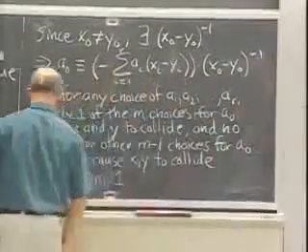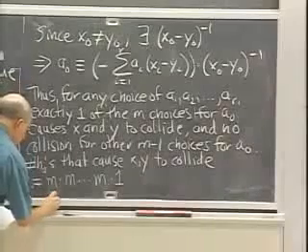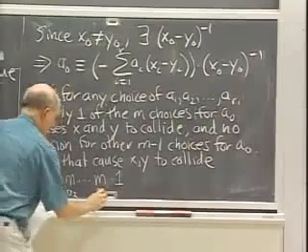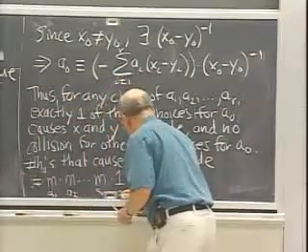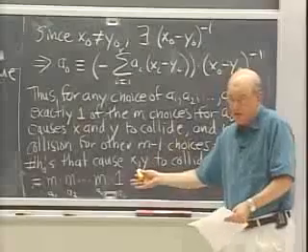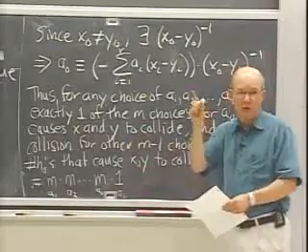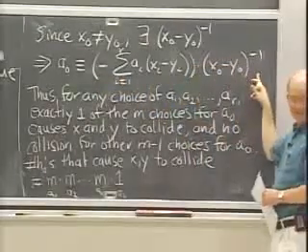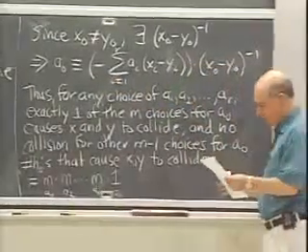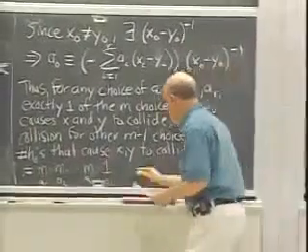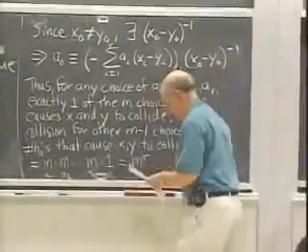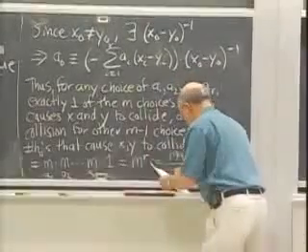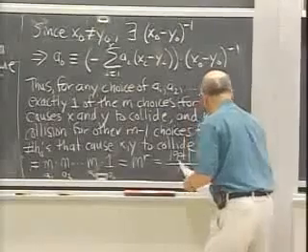So this is m choices for a1, a2, up to ar, and only one choice for a0 if they're going to collide. If they're not going to collide, I've got more choices for a0. But if I want them to collide, there's only one value I can pick, namely this value. That's the only value I will pick. And that's equal to m to the r, which is just the size of h divided by m. And that completes the proof.